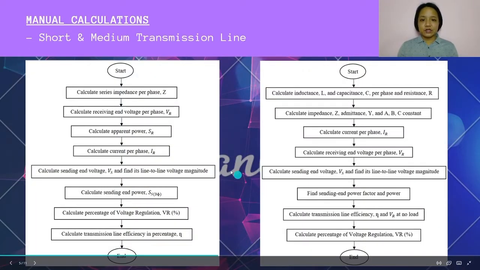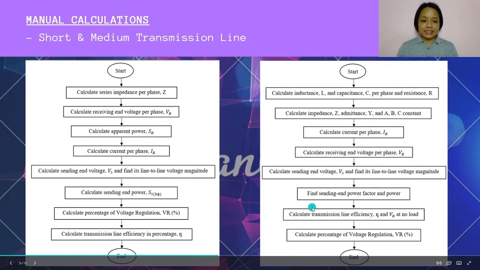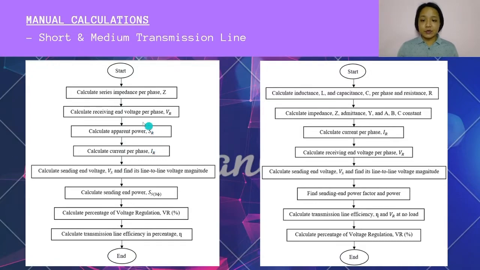This is the flowchart for the manual calculation on the short transmission line and also the medium transmission line. As you can see, both of these flowcharts are quite similar because we are looking for the same values, which are the voltage regulation, the efficiency, and the sending end power. So firstly, for the short transmission line, we need to find the impedance, the receiving end voltage, the apparent power, current per phase, the sending end voltage, and also its magnitude. And then we can use the equations given to find the values that we want.